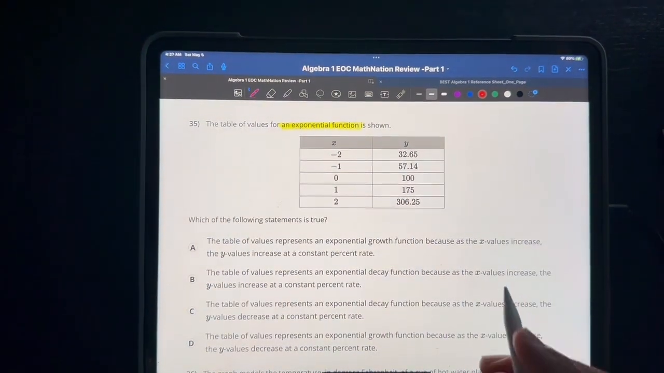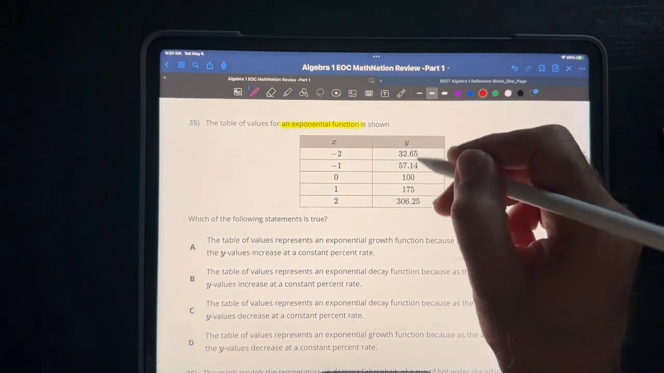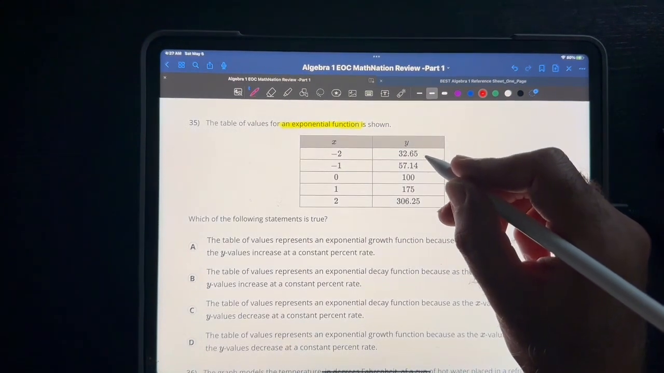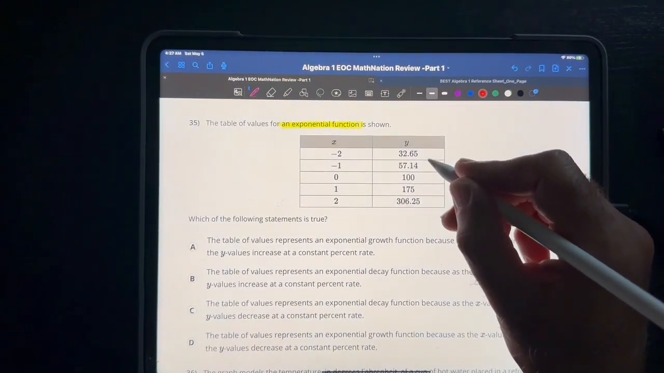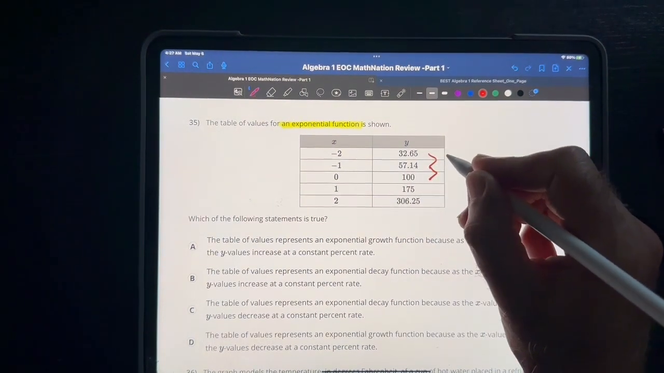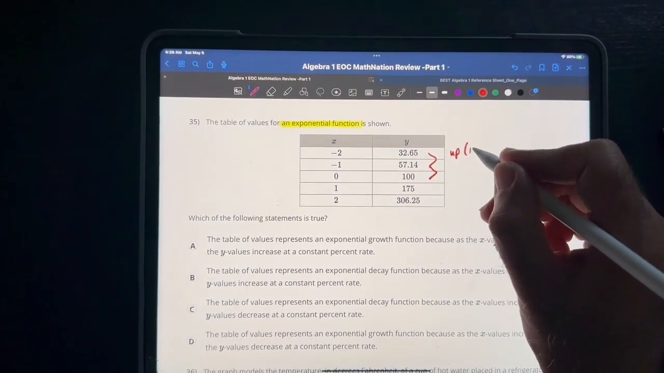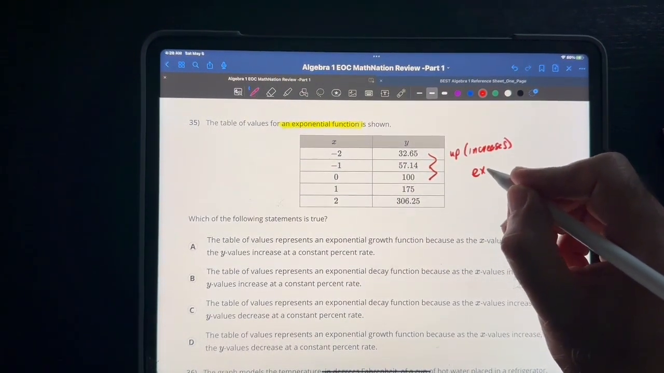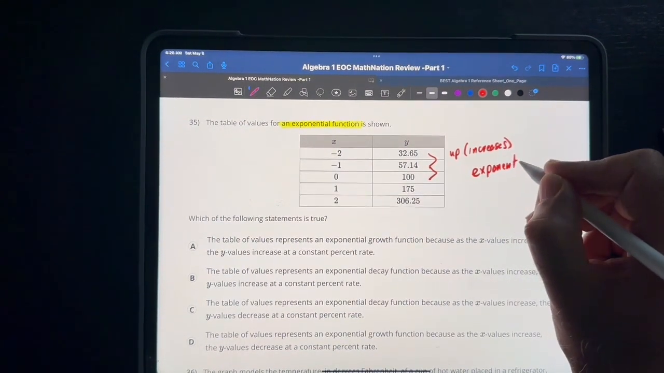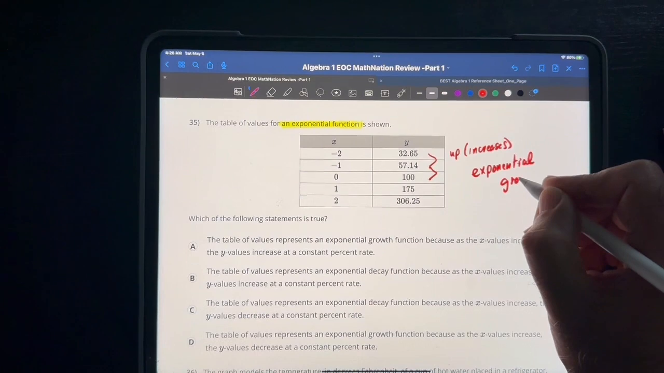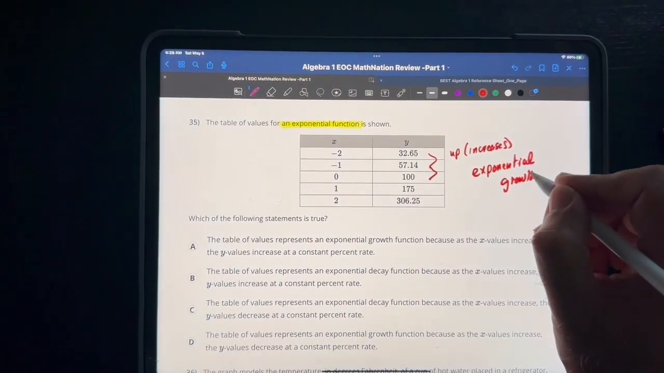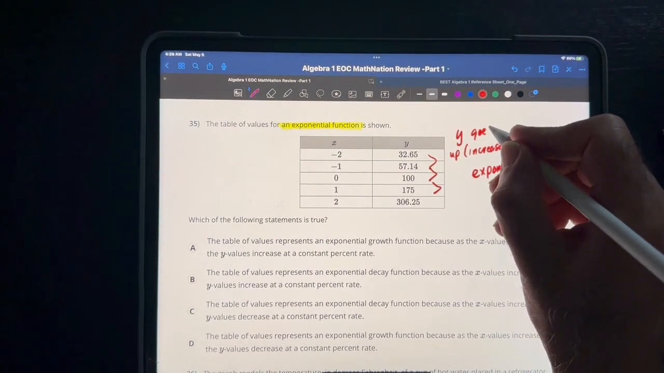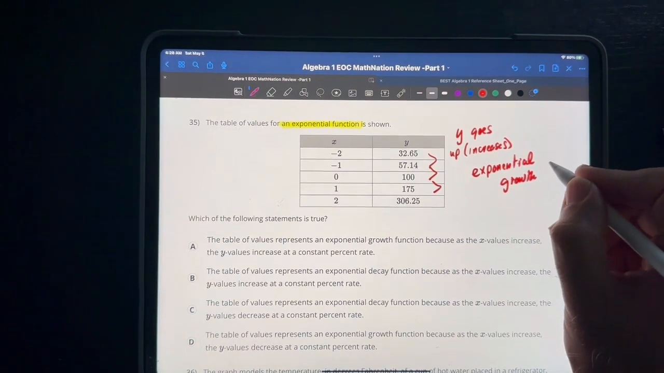Anyway, what's happening here? Look at your y values. They don't give you anything other than a table. Is your y going up as I move along the table here? Yeah, it's going up, right? So it's increasing. If it's increasing, that means it's exponential growth. There are only 2 options: you either have growth or decay. So y goes up, it's increasing, you have exponential growth.